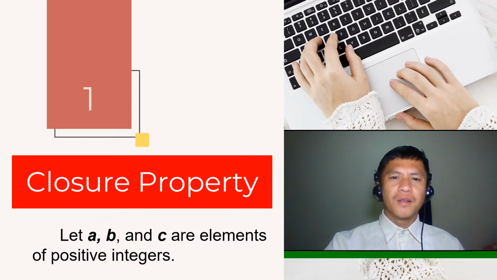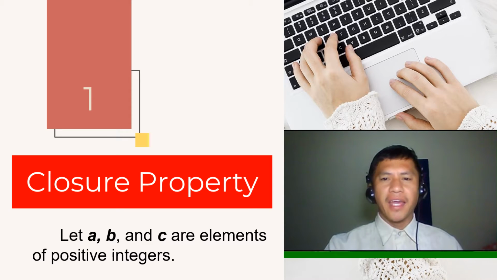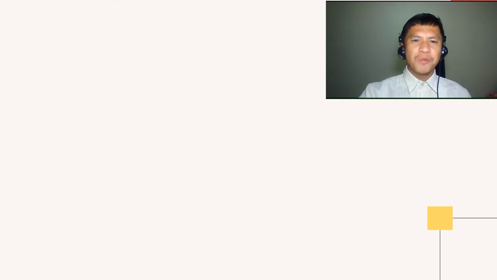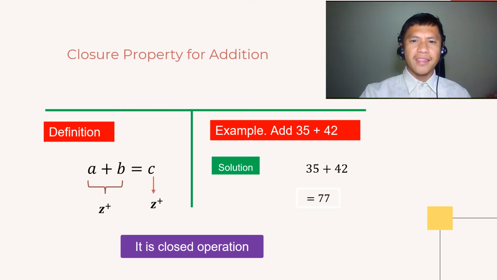Let's begin with closure property. Assuming that A, B, and C represent any positive integers. Closure property for addition states that the sum of any two positive integers A and B is equal to positive integer C. Let's study the example. Add 35 and 32. Obviously, the result is 77. Since all the numbers are integers, therefore we can say that it is closed operation.